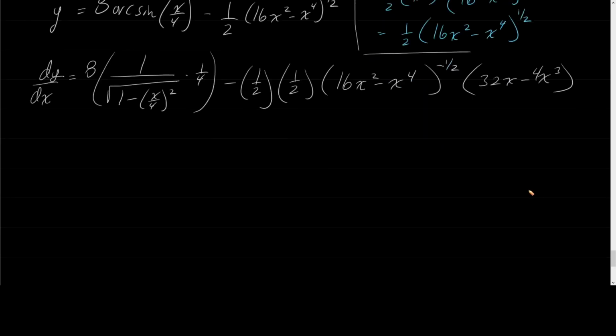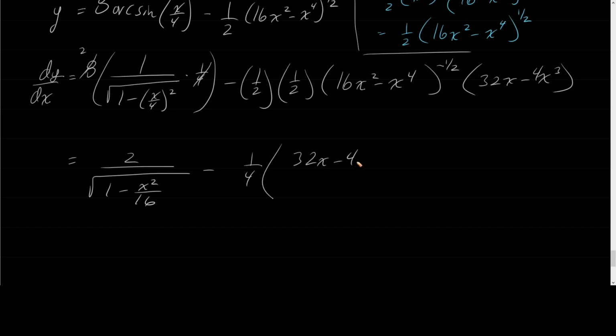So let's see what we have here now. 8 times 1/4 is just 2, right? So I have 2 over the square root of, this is 1 minus x squared over 16. And we have this minus, well, 1/2 times 1/2 is 1/4. And over here we can rewrite this as 32x minus 4x cubed over 16x squared minus x to the 4th to the 1/2. All right, so now let's manipulate this more.